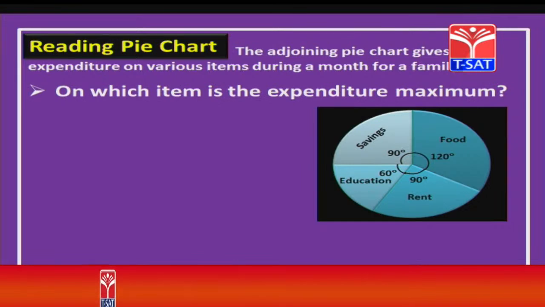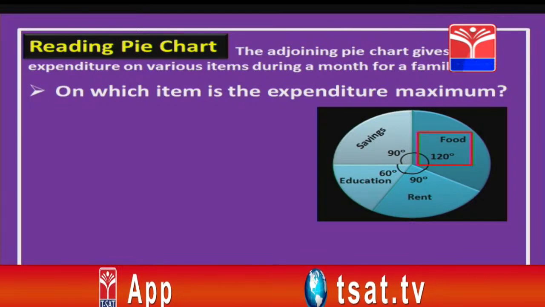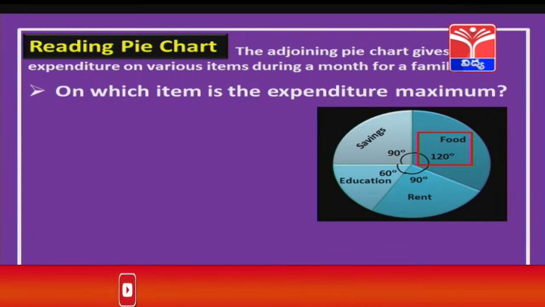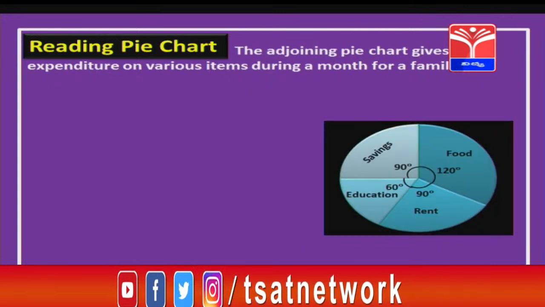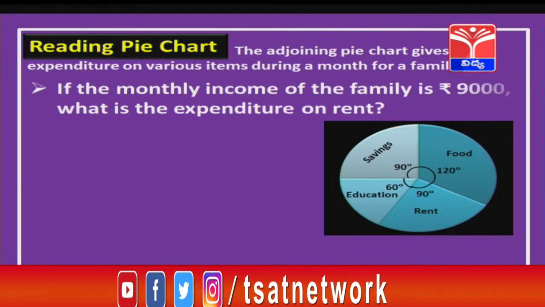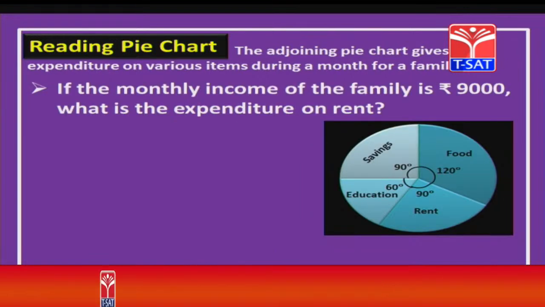Now in this pie chart, children, which is having more angle? Yes. On food the angle is 120 degrees, which means the expenditure on food is maximum. Let us answer our third question. So the monthly expenditure is 9,000. Now we should find out how much is paying rent.